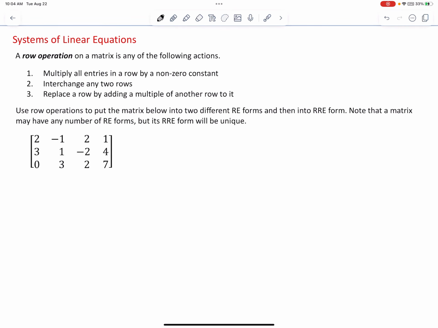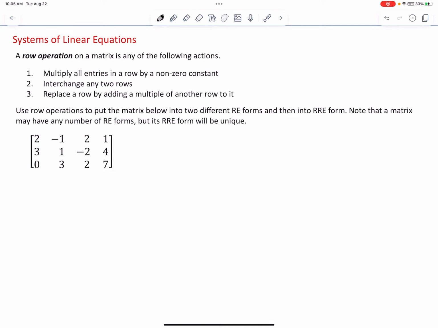A row operation on a matrix is any of the following actions. Number 1, multiply all entries in a row by a non-zero constant. Number 2, interchange any two rows. And number 3, replace a row by adding a multiple of another row to it.